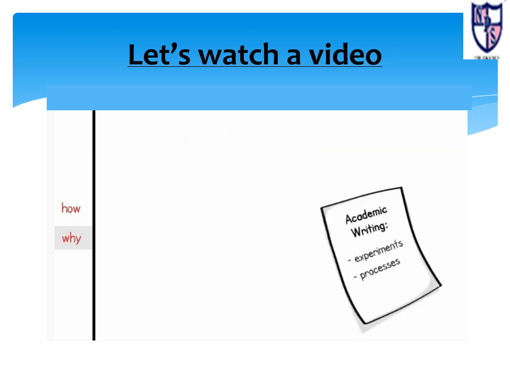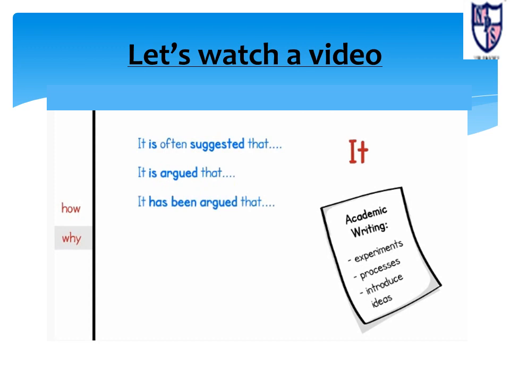In academic writing, the passive is also frequently used to introduce ideas using the word it. For example, it is often suggested that, it is argued that, it has been argued that, it has been said that.